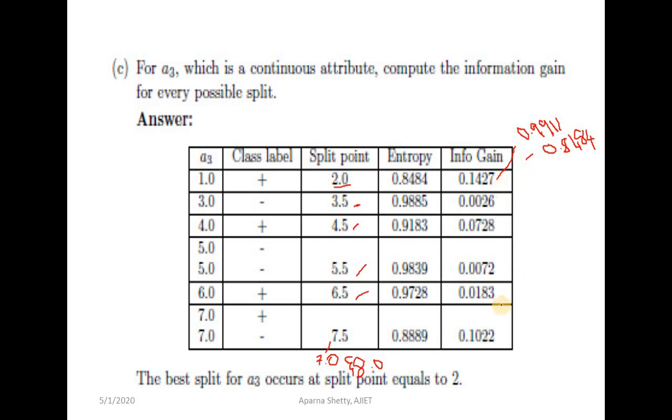Once you calculate the information gain, where do you get the highest gain? You get the highest gain as 0.1427. Correct? This is the highest value. Hence we can say that the best split for A3 occurs at split point equal to 2. So for split point equal to 2, you get the best split, since the information gain is high. This is how we calculate the information gain for continuous attributes.